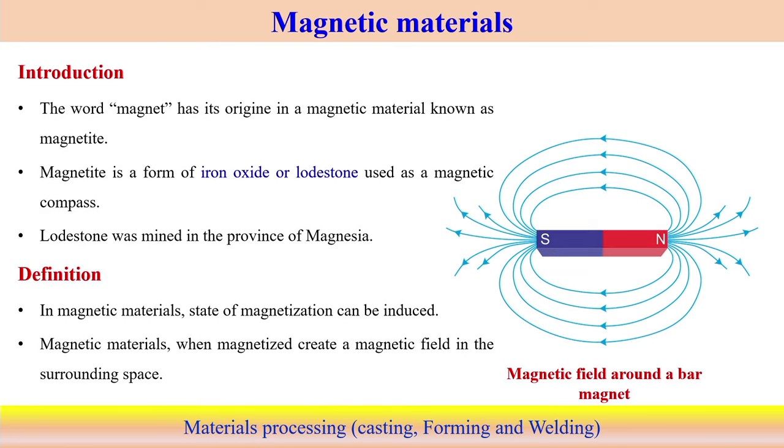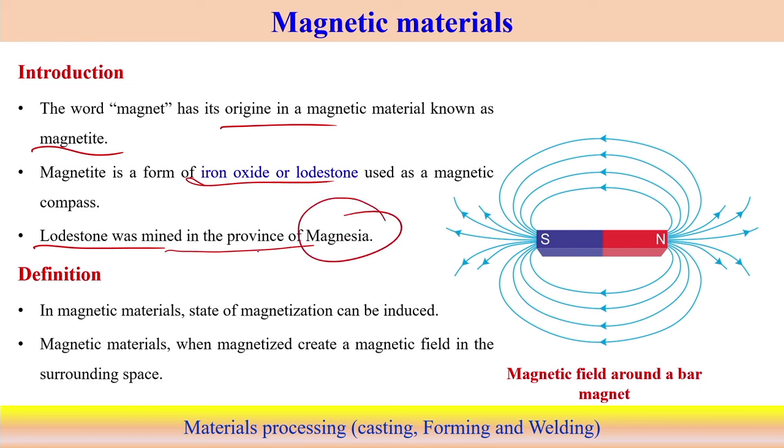But before that, we need to understand the very basics about magnetic materials. The word magnet originates from the word magnite. From that source we can see that there was a development of magnetic materials from iron oxide or lodestone, which could be used as a magnetic compass, which was the initial utilization of this magnetic material to make the compass. Now lodestone is basically mined in the province of Magnesia. So magnetism usually comes from this particular source.